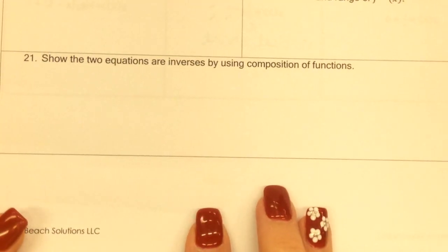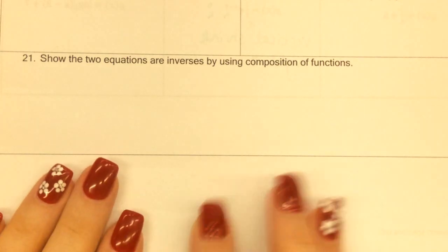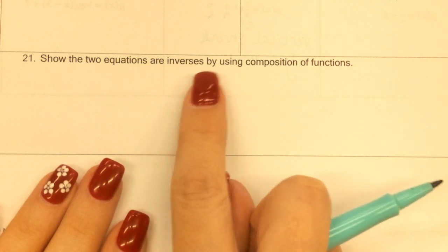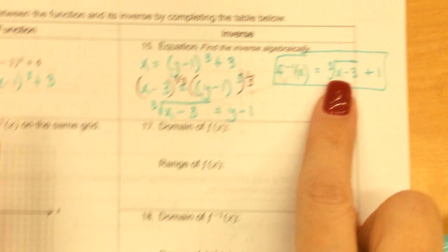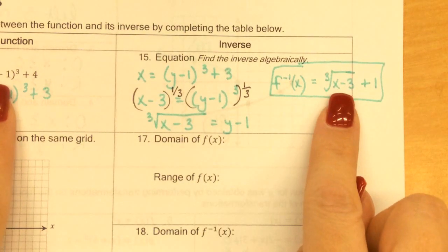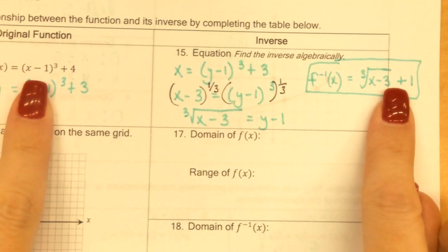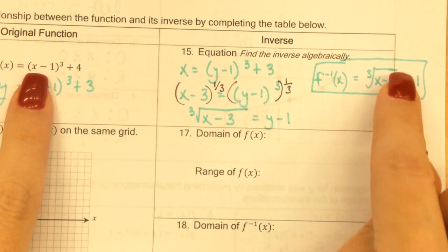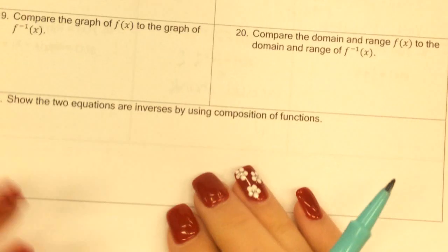Okay, for number 21, it says show the 2 equations are inverses by using compositions of functions. Okay, so for this part, in order to verify that they're inverses, you're going to basically plug one function into the other. So, coming back up here, we're going to take this function here, the inverse, and we're going to plug that in for x over here back in the original function. So we're just going to take all of this and plop it in for x right there. So it'll look something like this.